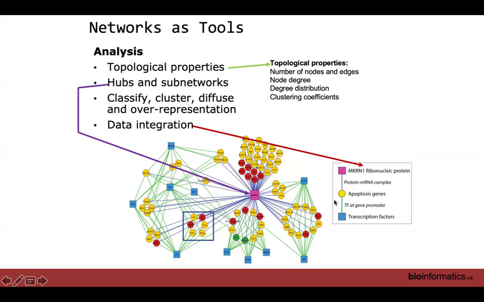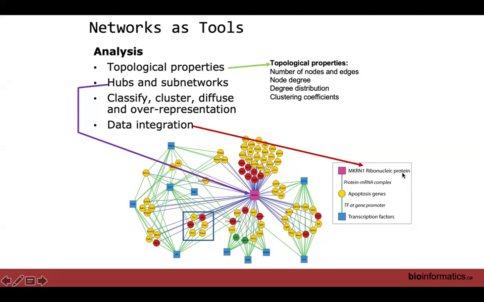So here what you can see is not only are there nodes and edges, the nodes have different colors and different shapes. Depending on what their shape and color is, means that they're a different thing. So blue squares in this network are transcription factors. Yellow circle nodes are apoptosis genes. And the purple square is the mRNA ribonucleoprotein.